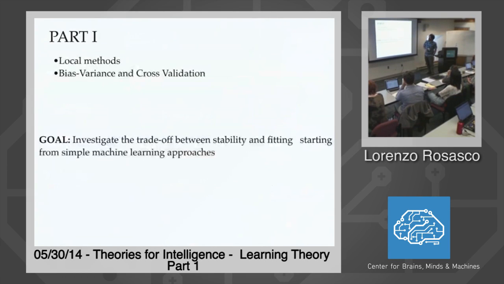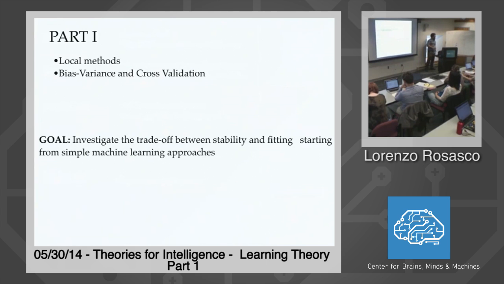So here we go. Again, this first part, the main idea is that I want to talk about the trade-off between stability and fitting, and how you decide in some kind of principled way how you extract the best trade-off between these two principles, okay? And because I want to focus on this part, I'm just going to look at extremely simple methods.